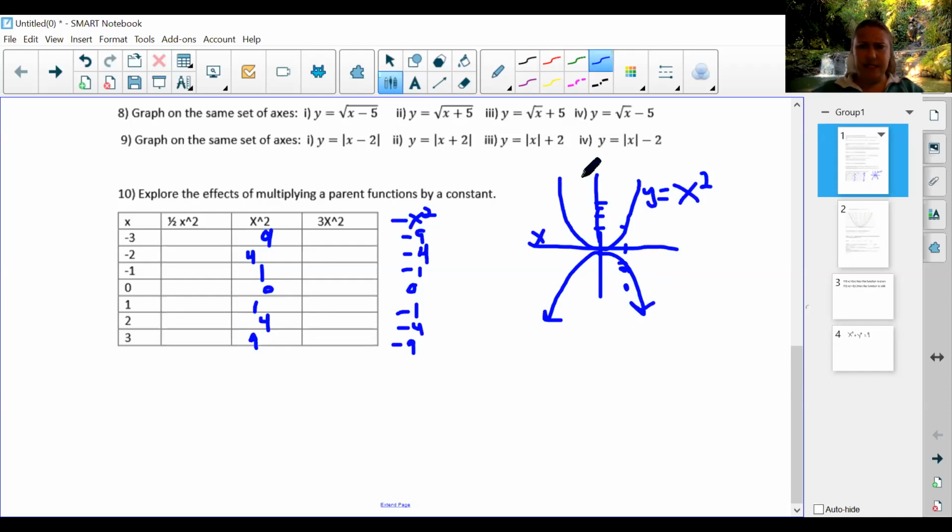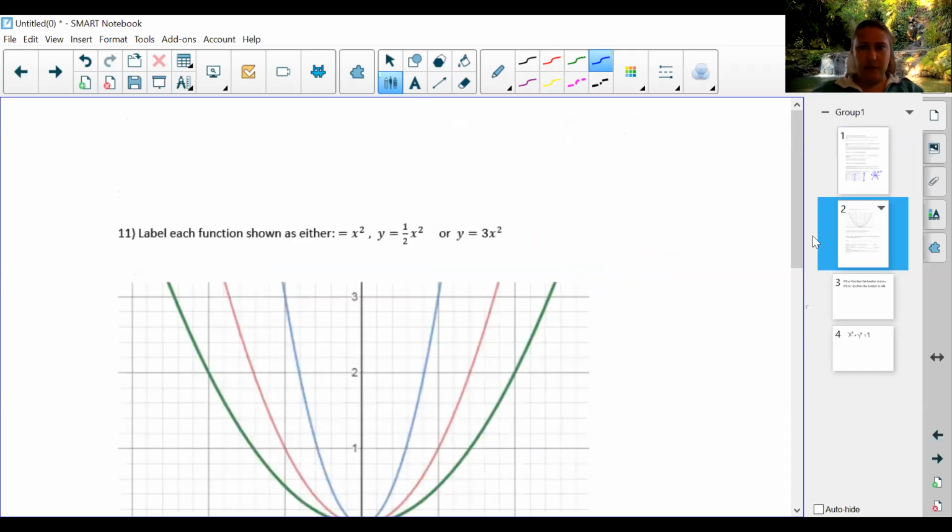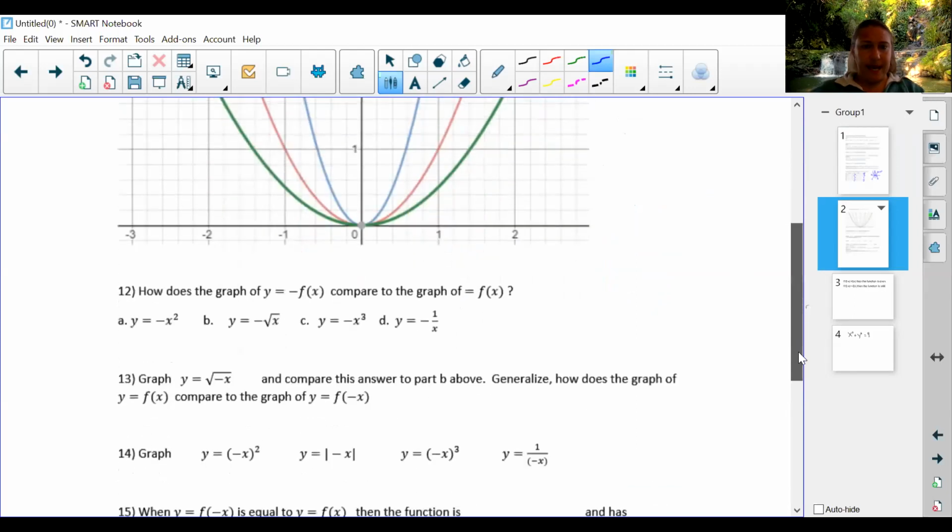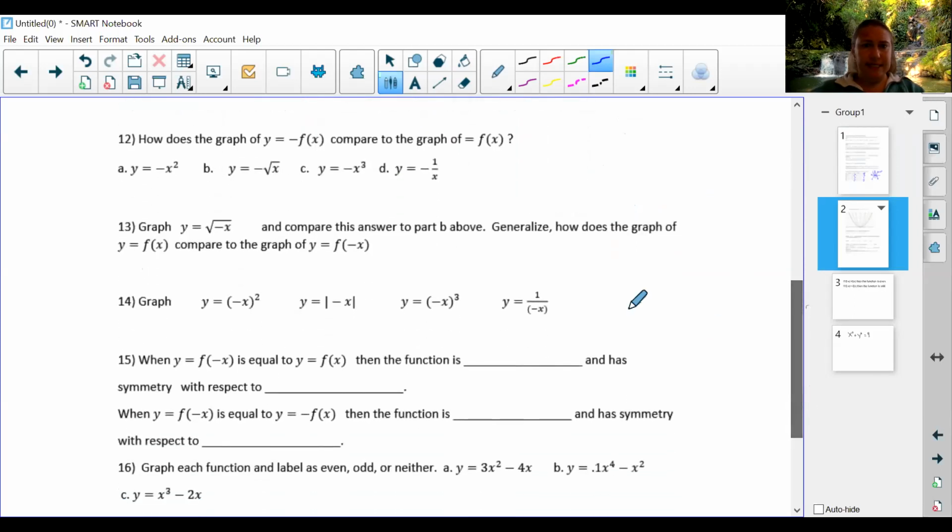Let's see if that's just a coincidence or whether that always happens. So let's come over here and look at some other cases, and I just noticed a typo here. This should say y equals f of x. Compare each of these to the original parent function. So if you recall, y equals radical x in B looked like that. So draw a sketch of negative radical x. You can use your calculator.